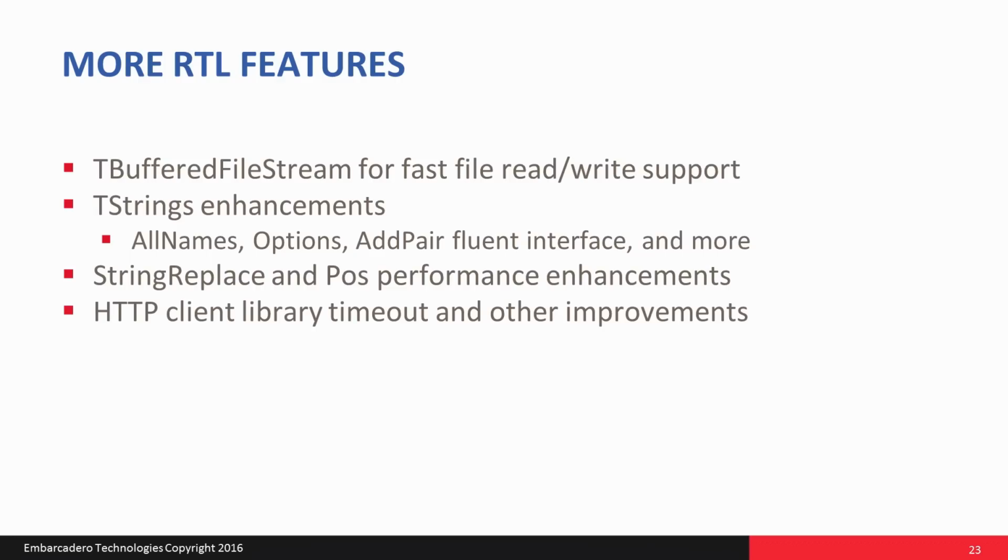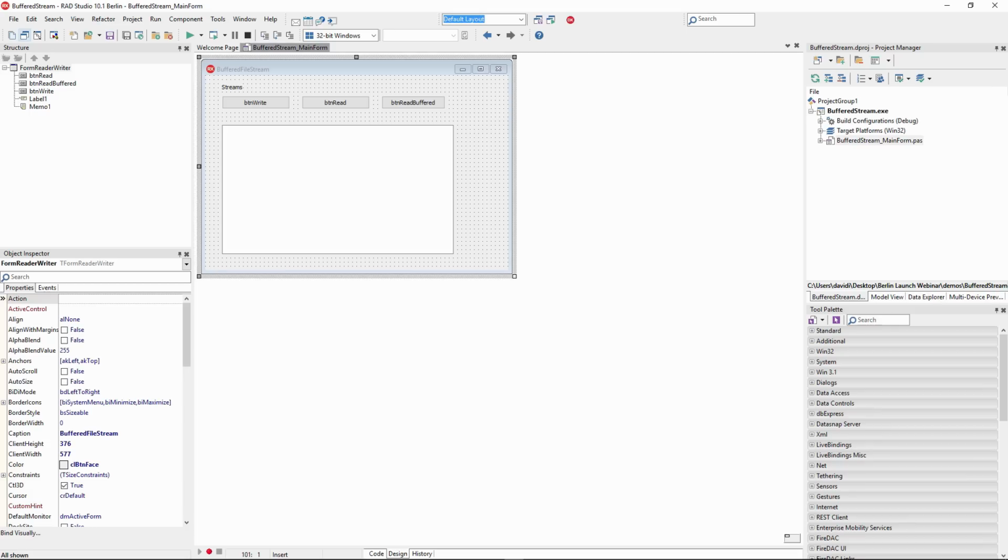New features in the HTTP client library like timeouts that actually work. And the other class that I wanted to mention and actually demo shortly is TBufferedFileStream. It's a very simple enhancement, totally compatible with TFileStream, that does buffered read and write. Having buffered read and write means that some of these operations will be significantly faster.